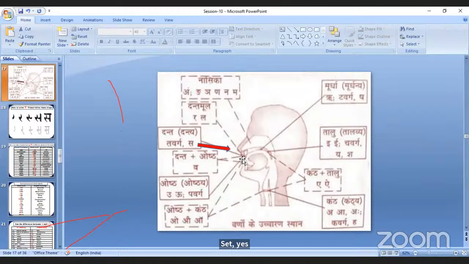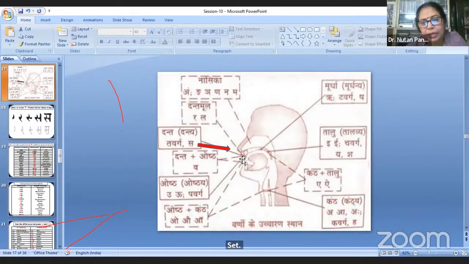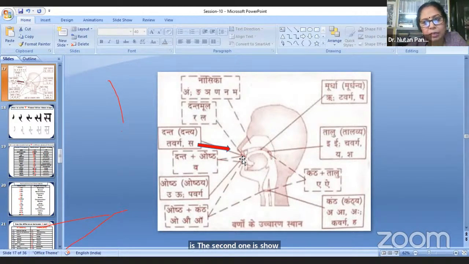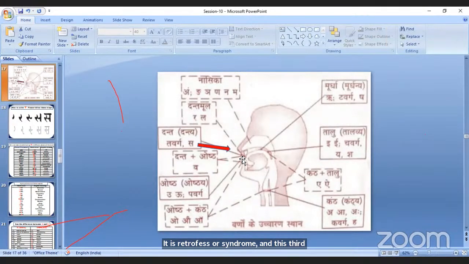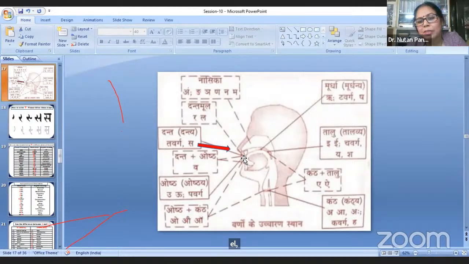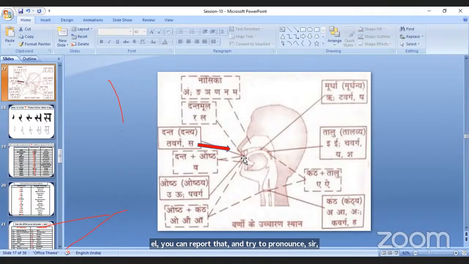You have seen till now three sibilants in Hindi. Sh, which is palatal, first one, है ना? The second one is sh. It is retroflex or cerebral. And this third sibilant is pronounced with the help of the tongue from this place. Predental कह सकते हैं. You can say it predental or dental. You will put the tongue and try to pronounce sa. Clear? Yes ma'am. Okay.